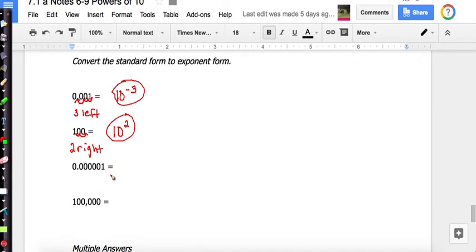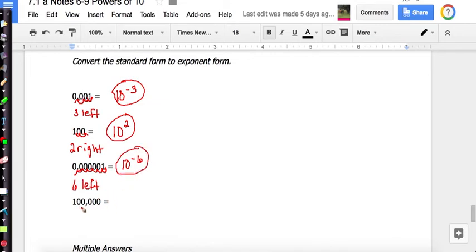Okay, what number do we always start with? 1 whole, so we're going to start right here. And we're going to go till we get to the decimal. 1, 2, 3, 4, 5, 6. We went 6 to the left. So what should my exponent be here? Good, it should be negative. So negative 6, 10 to the negative 6.